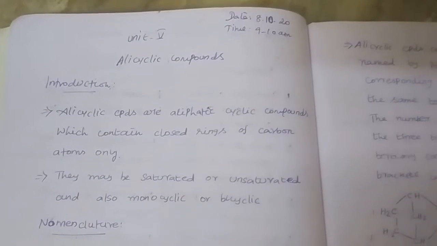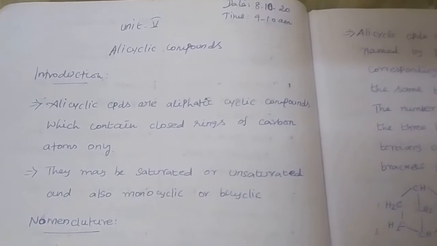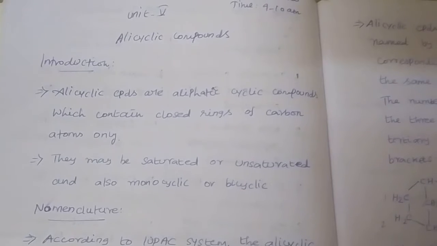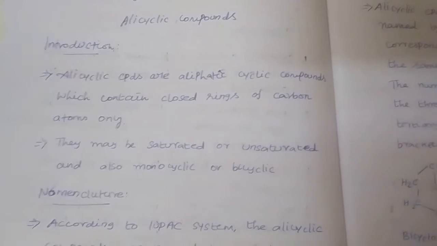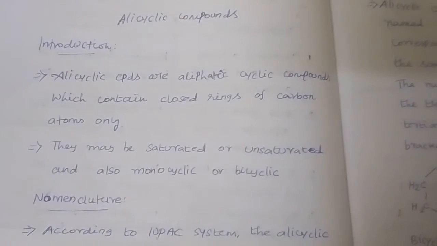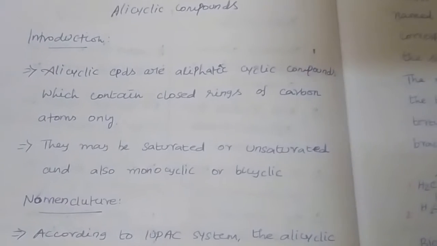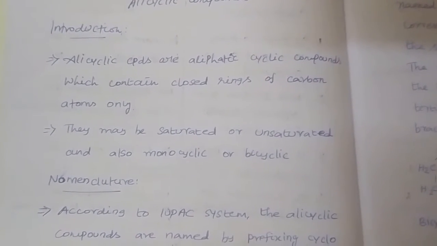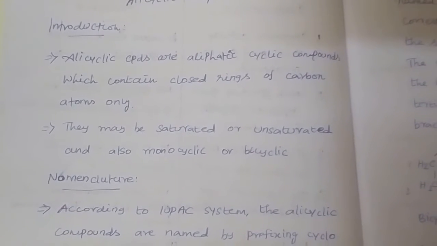Good morning, students. Today I am going to take Unit 5 Alicyclic Compounds. So, what is alicyclic compounds? It is aliphatic cyclic compounds because it contains carbon atoms only. Okay. So, the alicyclic compounds are aliphatic cyclic compounds which contain closed rings of carbon atoms only. So, these alicyclic compounds may be saturated or unsaturated, and also it is monocyclic or bicyclic.